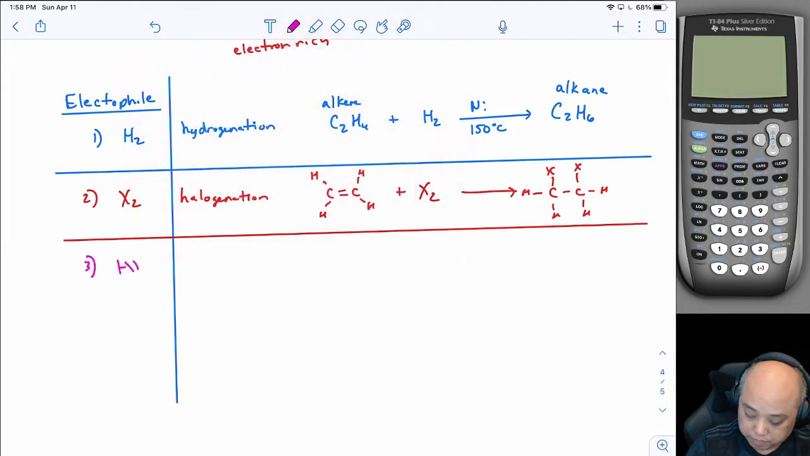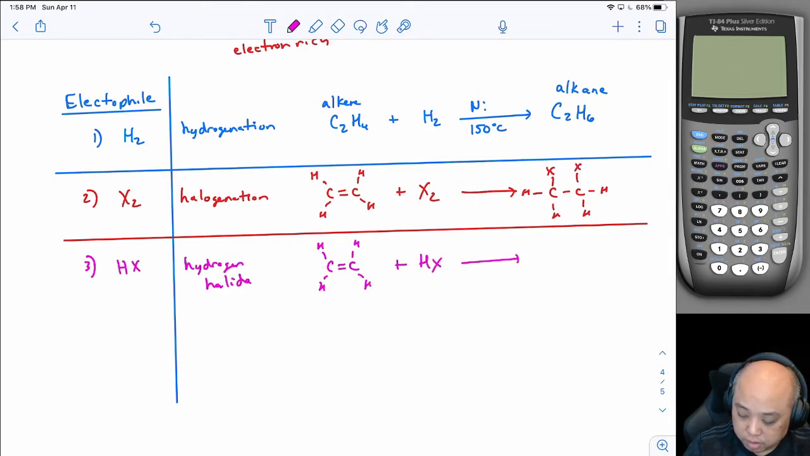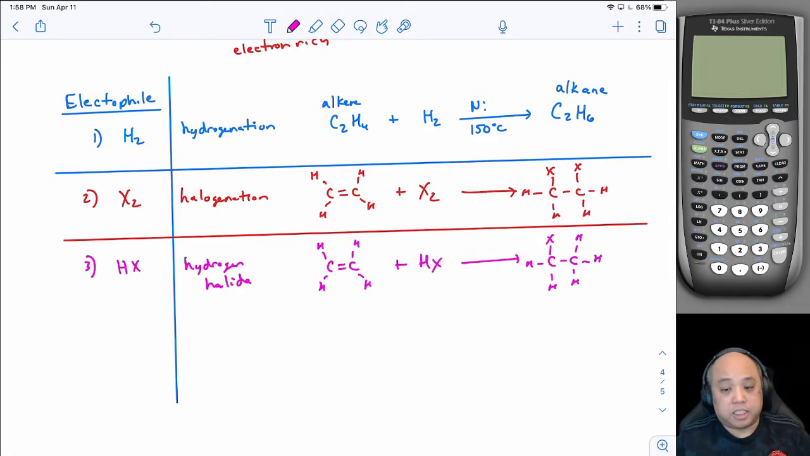Three. Hydrogen halide addition. Okay. So with this, you're taking the alkene and you're adding HX, which now does make a halogenoalkane because the H adds on one carbon and the halogen adds on another one. So that is your halogenoalkane. So if you want to make a halogenoalkane from an alkene, you just add hydrogen bonded with the halogen you want to add on there. HCl, HBr, HI, whatever you want.